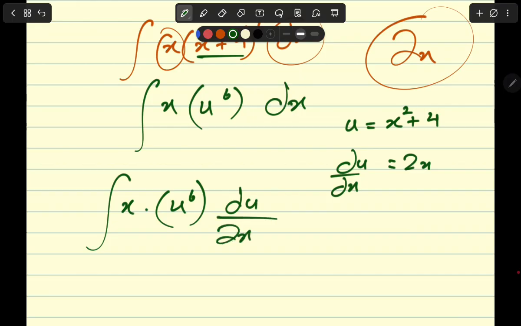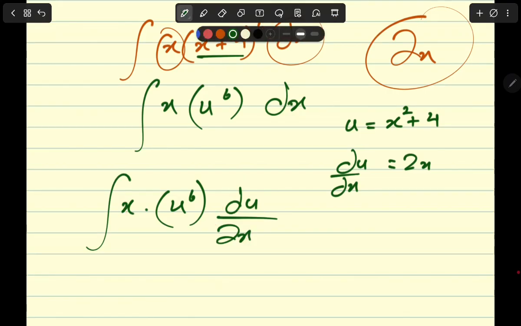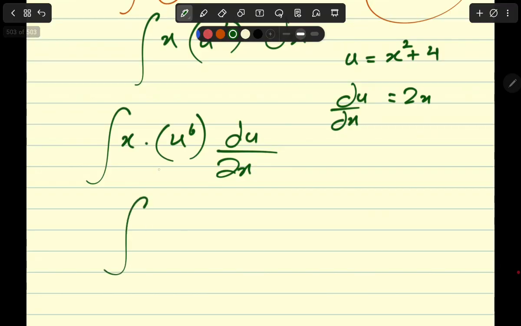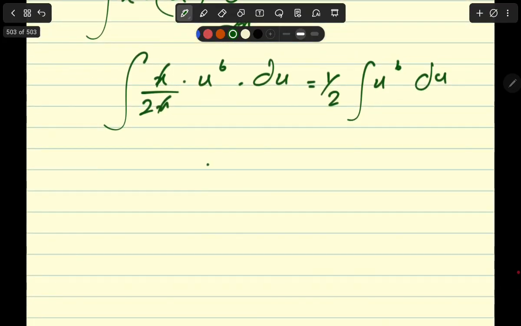Now see something. If you did not get a 2x here and you did find a du here, and you are unable to cancel the x's out, then again it would have been a problematic deal. So now what do I see here? I see x multiplied by u power 6, and there is a 2x here as well, so I cancel it, I take the constant out, so this becomes half of u power 6 du, and that's it.